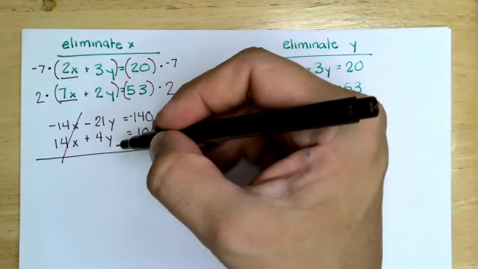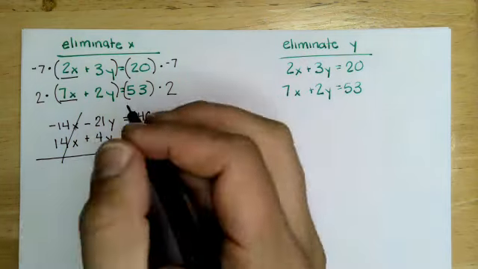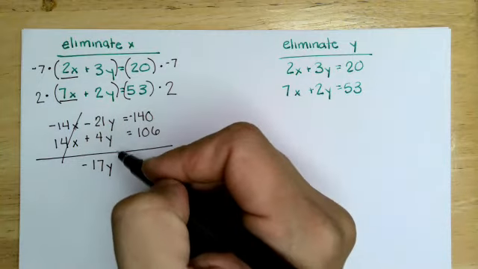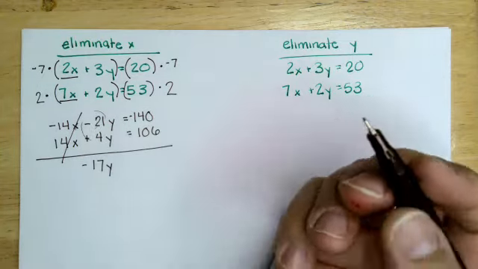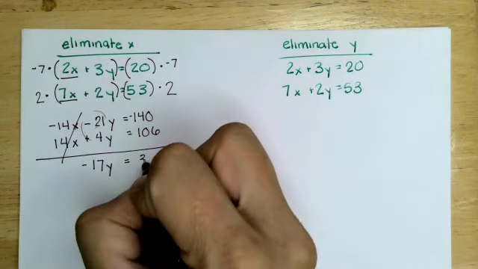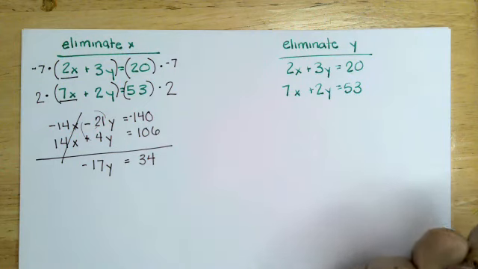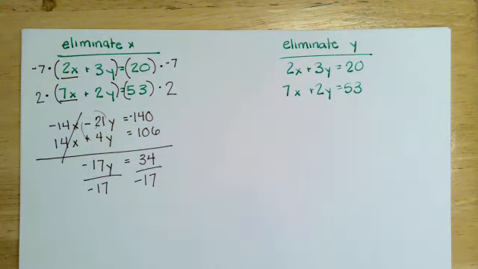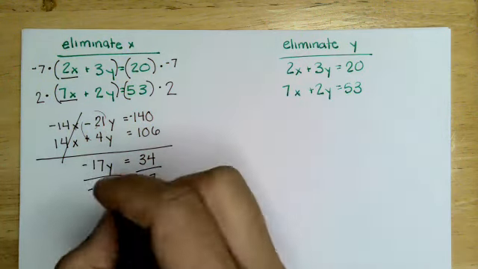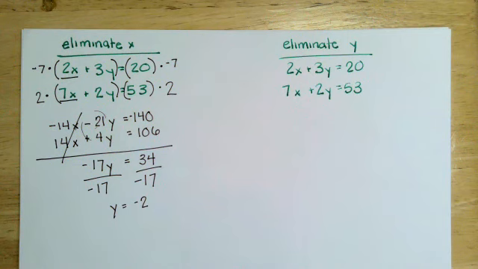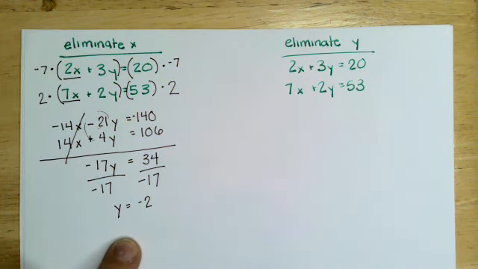-21 plus 4 is -17y, right? So you're just subtracting, but you're taking the sign of the biggest number. Equals -140 plus 106 is -34. Okay, now I need to divide by -17. And you get y is 2... that is, y is -2. Okay, so here I eliminated x and I found y through algebra.